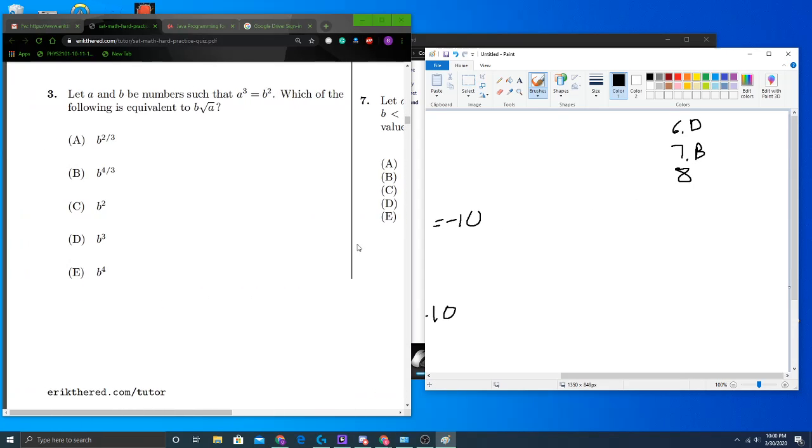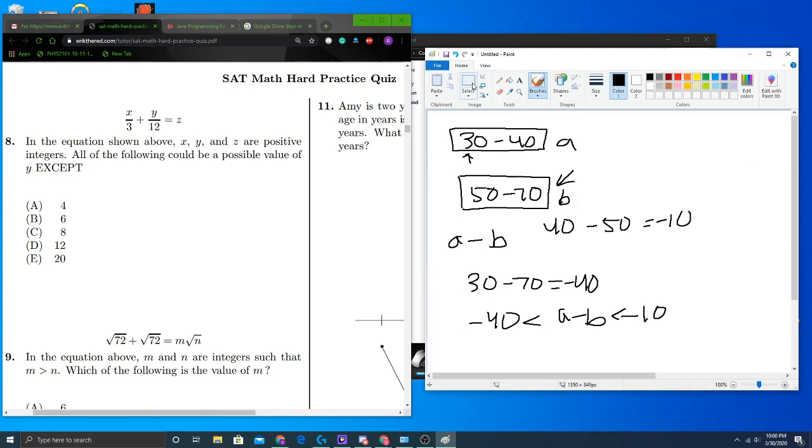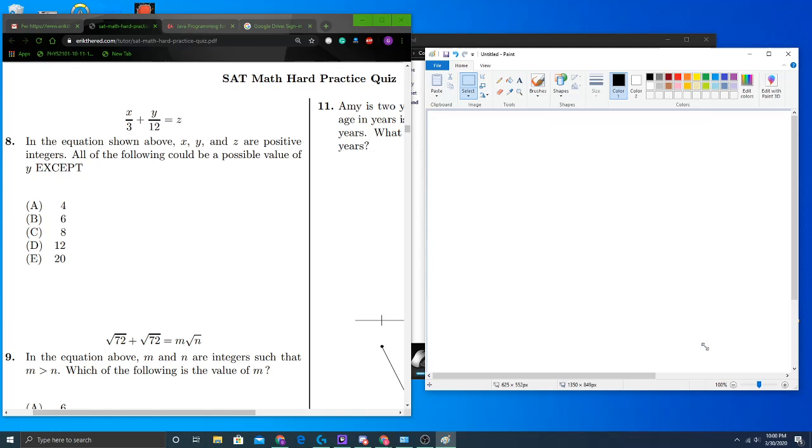Question 8. Is it here? No, it's not there. It's here. Okay. In the equation shown above, x, y, and z are positive integers. All the following could be a possible value of y except... Yeah, it's pretty interesting. So with these questions, I'm trying to look for a pattern, I guess.